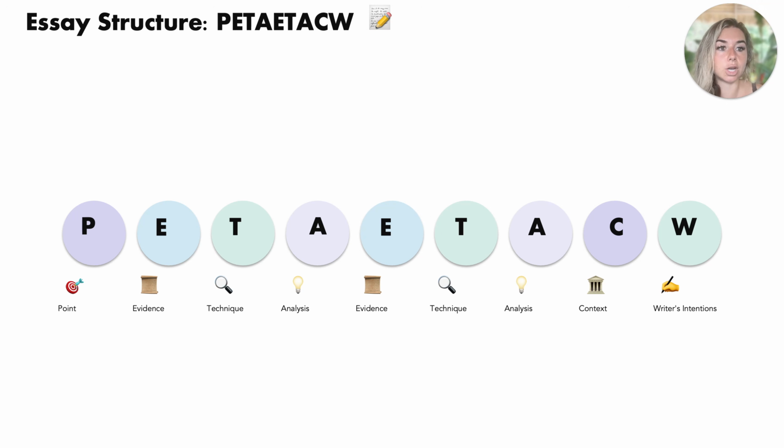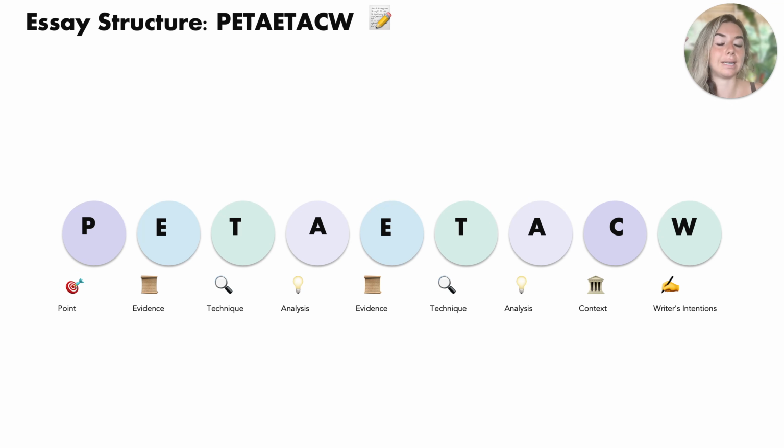Context is referencing the time, the writer, anything going on, and then writer's intentions, we want to keep it separate. So you'll probably mention in your analysis, Shakespeare constructs, or Priestley does this. Like, you probably use their name, but that isn't quite writer's intentions. We want to have a separate time to really talk about their impact on the reader or the audience.